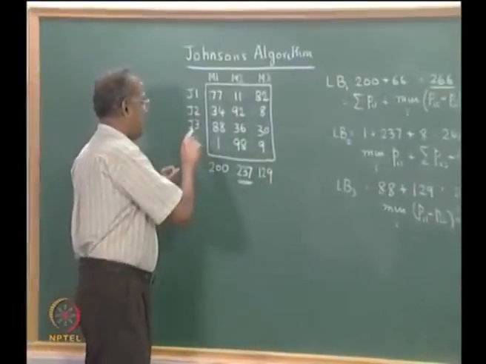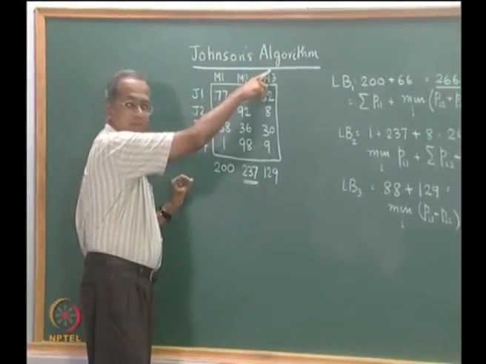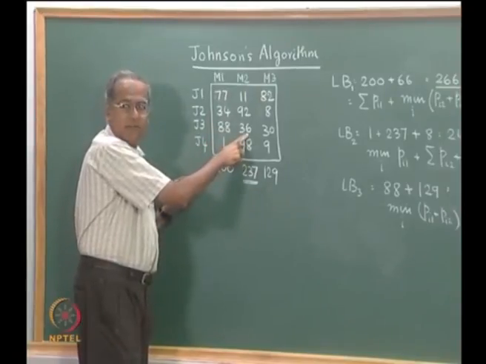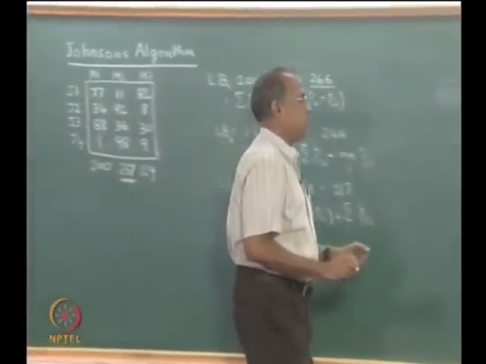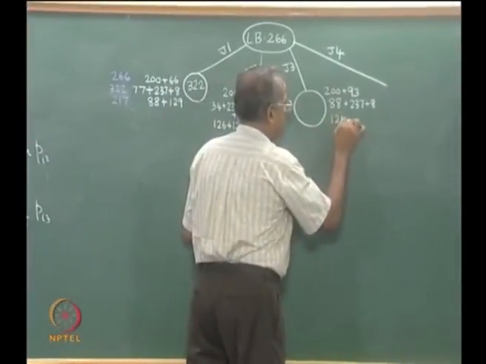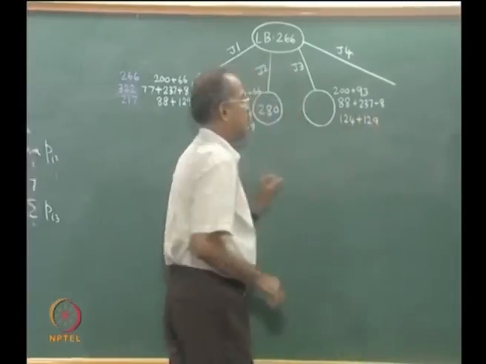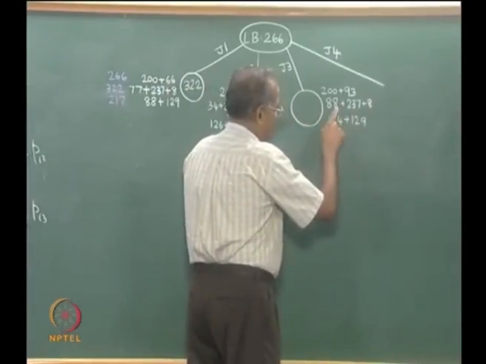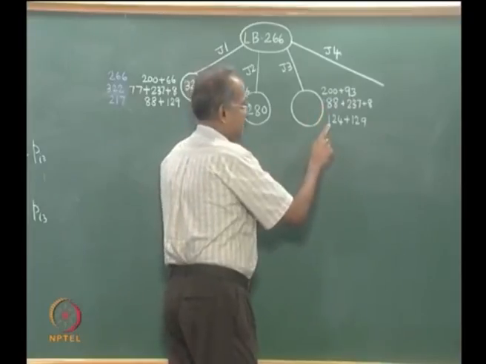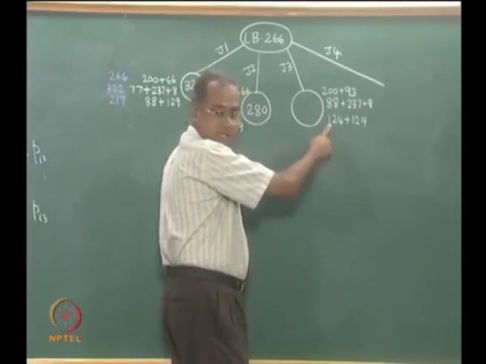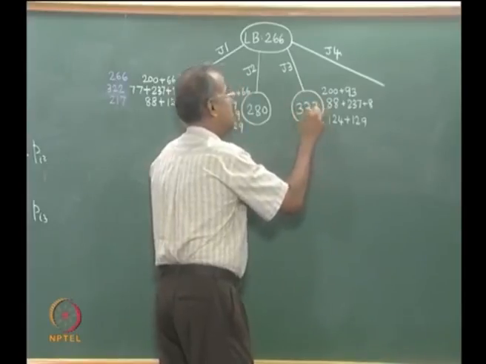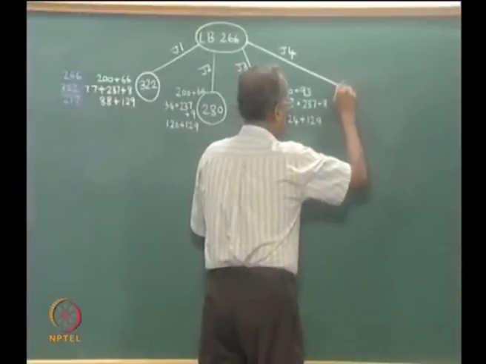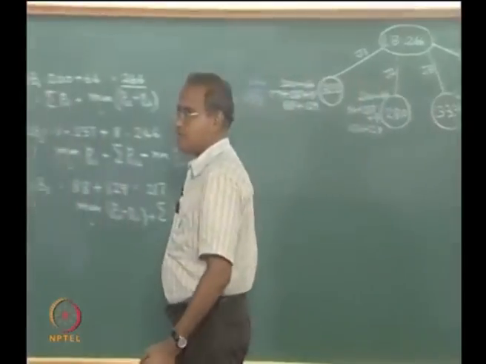Now, once again, if J3 is the first job, the earliest M3 can begin is after it has finished this and this, which is 88 plus 36, 124, plus another 129. So 124 plus 129, this is 293, this is 245, 253, 333, and this is 253. So the highest of them is 333. So the lower bound becomes 333. Now let us look at J4 as the first job and complete this.